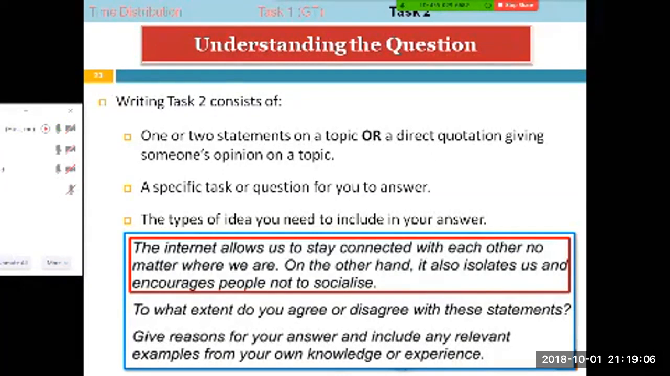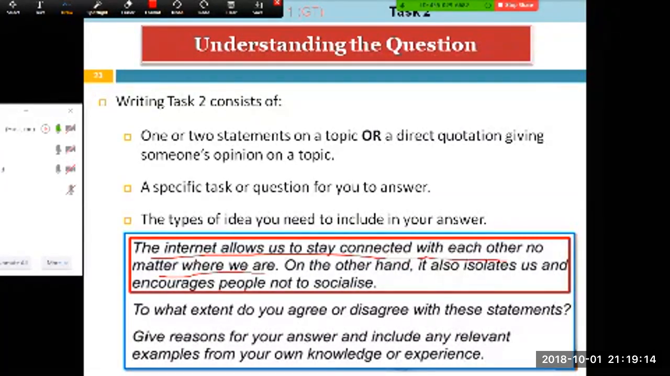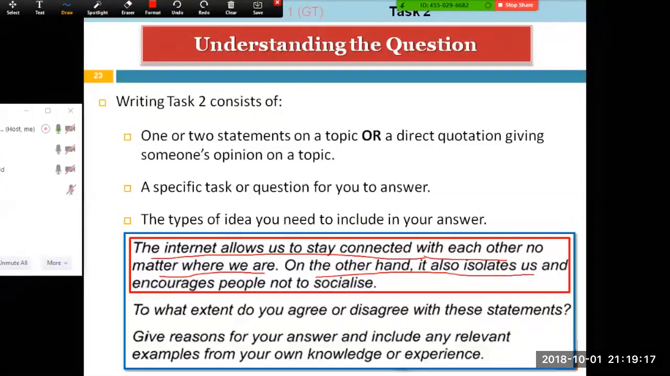Now, in this particular example, there are 2 parts or 2 statements. The first statement is telling you that the internet helps us to stay connected. And the second statement is telling you, no, the internet actually isolates people. Many people are locked in their rooms all the time using social websites, but they are not socializing with their friends or family. Okay, so there are 2 statements in this particular task.